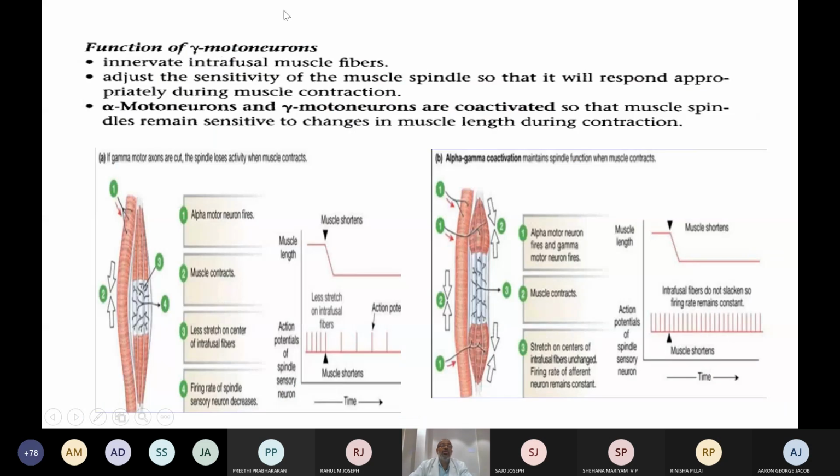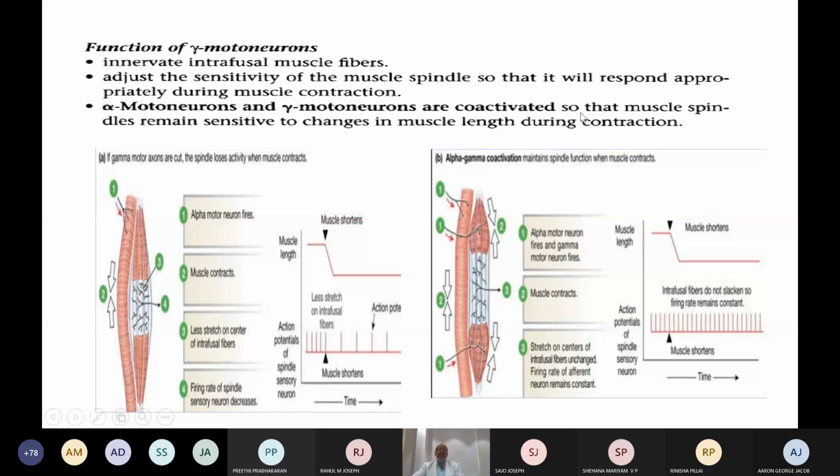What are the functions of the gamma motor neurons? Gamma motor neurons innervate intrafusal muscle fibers. They adjust the sensitivity of the muscle spindle so that it will respond appropriately during muscle contraction. Alpha motor neuron and gamma motor neuron are co-activated so that the muscle spindle remains sensitive to the changes in the muscle length during contraction.